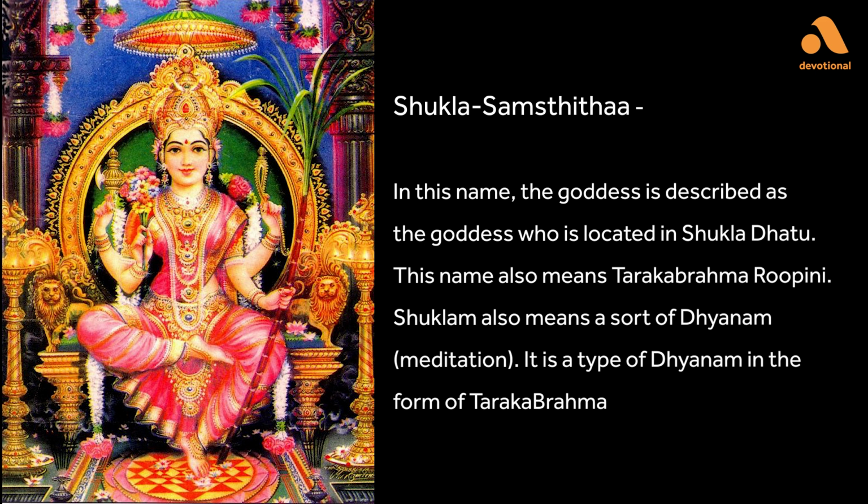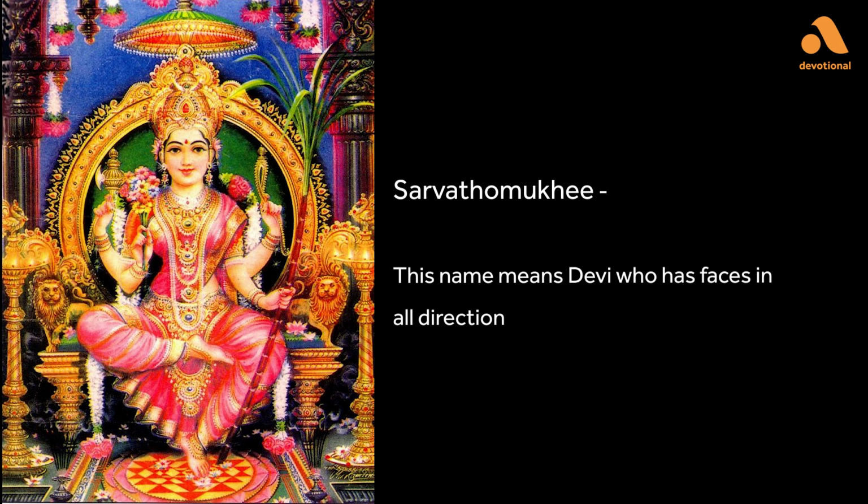Shukla Samsthita. In this name, the goddess is described as the goddess who is located in the Shukla Dhatu. This name also means Taraka Brahma Rupini. Shuklam also means a sort of dhyanam, that is, a meditation. It's a type of dhyanam in the form of Taraka Brahma. Sarvatomukhi. This name means Devi who has faces in all directions.